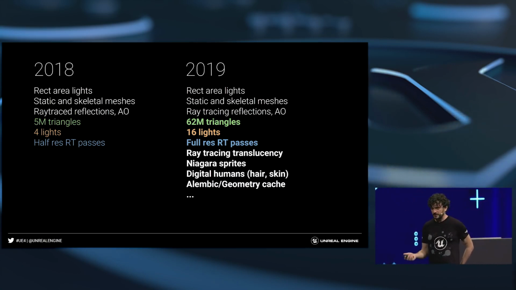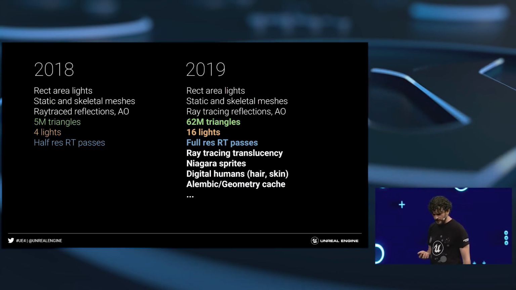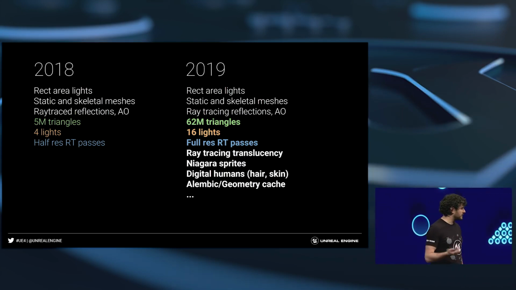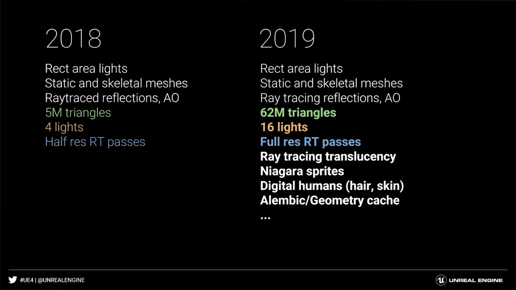Well, basically, this demo is one order of magnitude more complex than the previous ones. There's small polygons, there's small lights, the environment is way more complex. The quality is higher because we are rendering ray tracing passes at full resolution instead of at half resolution like last year. There's many other elements, as I already mentioned, Niagara particles, digital humans, Alembic, geometry cache, and so on. But the render time is the same. So the render time is the same, the complexity is much higher, which means that performance is way, way better. Performance is more or less one order of magnitude higher than a year ago.